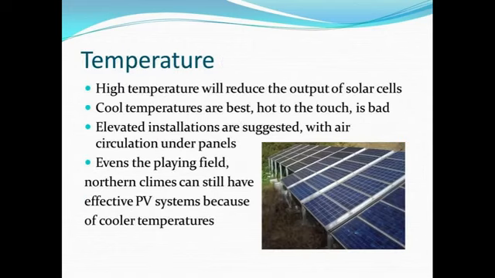Temperature. High temperature will reduce the output of solar cells. Cool temperatures are best. Hot to touch is bad. Elevated installations are suggested, with air circulation under the panels. This levels the playing field: northern climes can still have effective PV systems because of cooler temperatures.